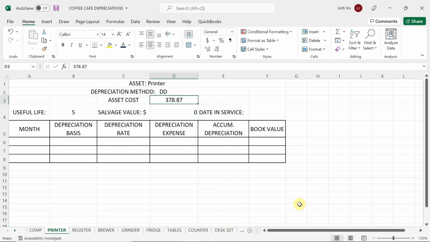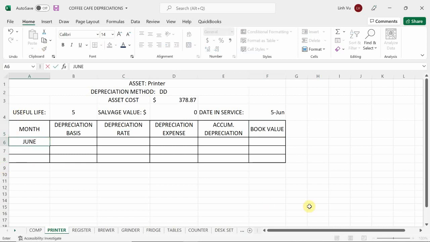$378.87. Okay. And again, we also purchased it on June 5th. So yes, we have to make sure that the printer is on and test print out our invoices and so on and so forth, right?